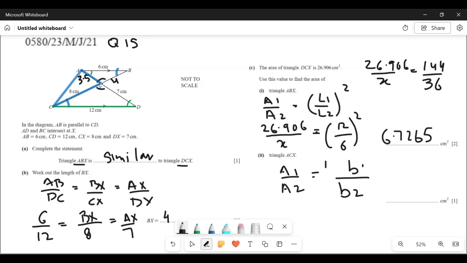So if A1 is the area of the given triangle, that would be 26.906 divided by A2, which would be X, equals base 1 would be 7 divided by base 2 would be 3.5. So divided by 3.5. And then that's it. You cross multiply and get X. That would be 26.906 into 3.5 divided by 7.